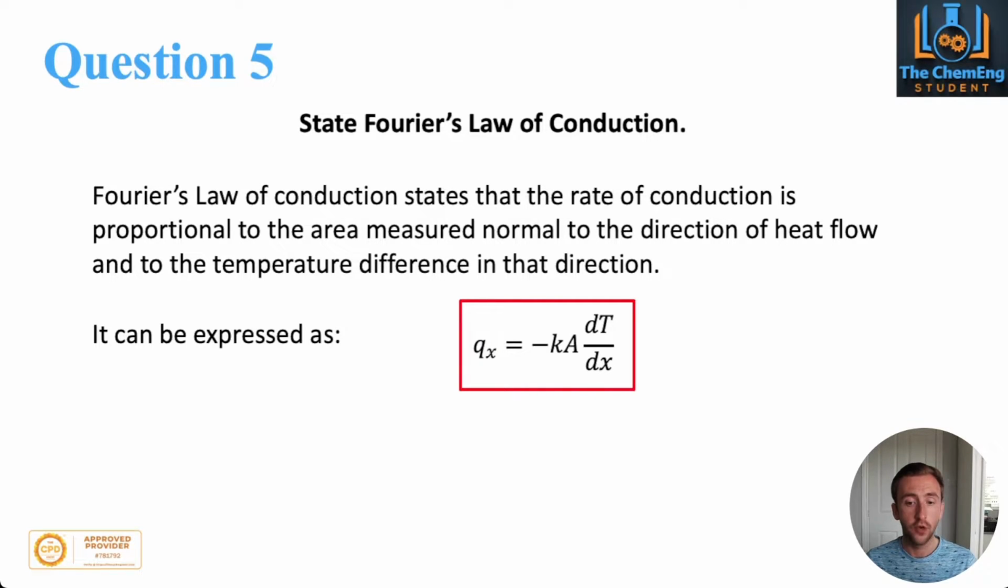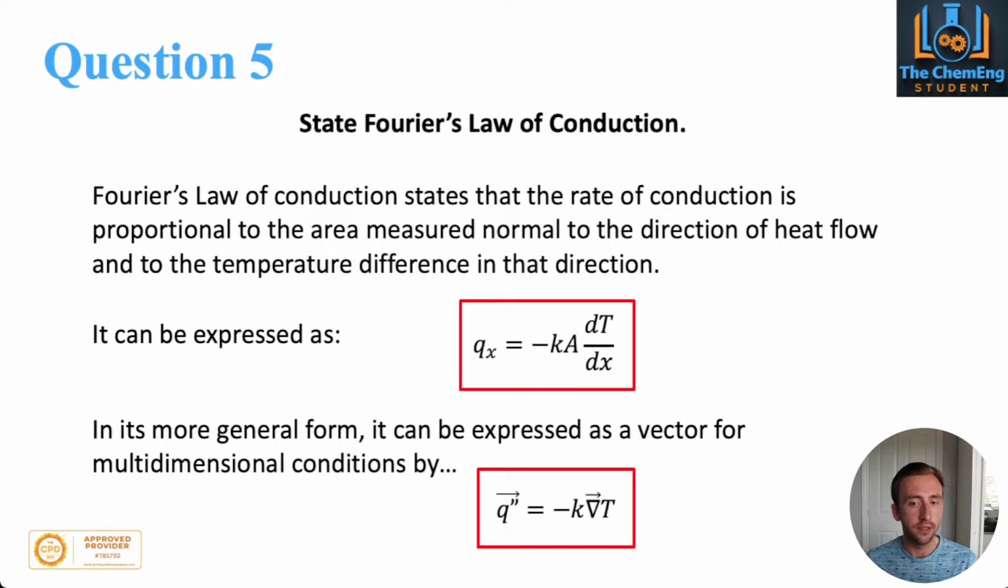For example, you have minus kA multiplied by a differential, dT by dx, whereby A is the area, so the surface area of the material, and dT by dx is the change in the temperature with respect to the direction of the flow, i.e. x is the width or the thickness of the material.